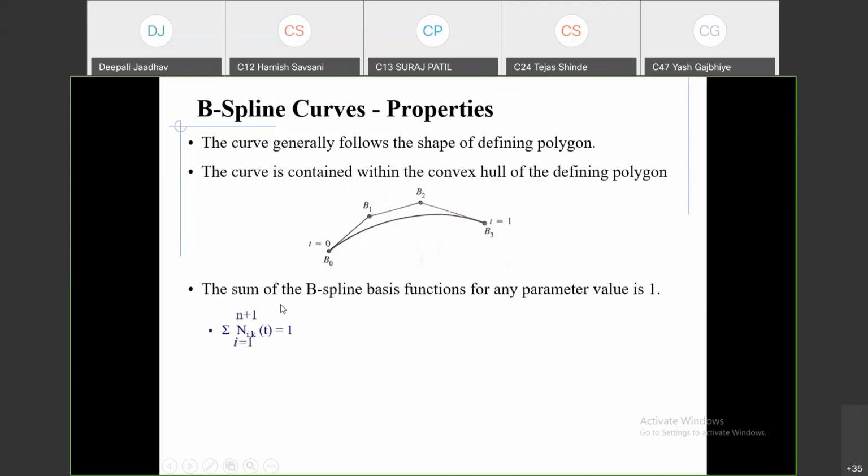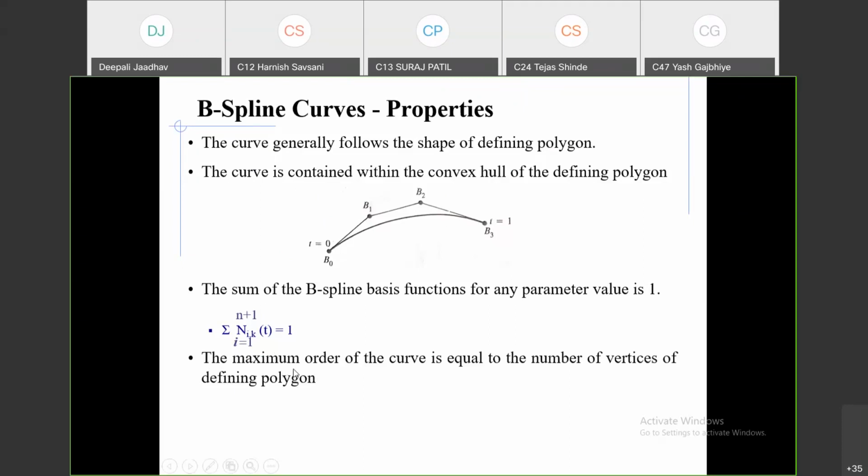Then the sum of the B-spline basis functions for any parameter value is 1. When we calculate Nik for different values of the parameter t, the sum of that function is precisely 1, as in the Bezier curve. It is also precisely 1.